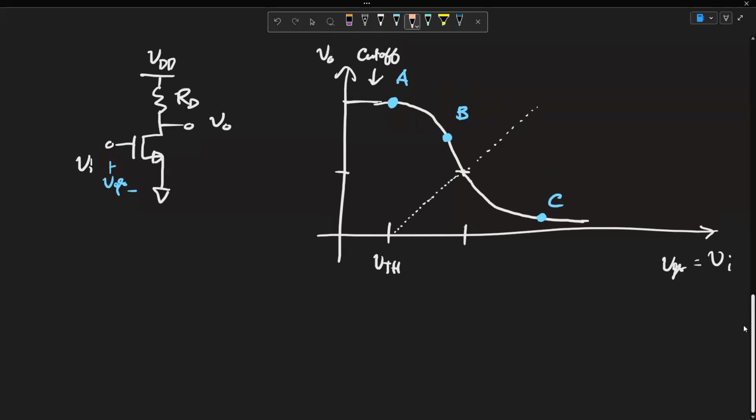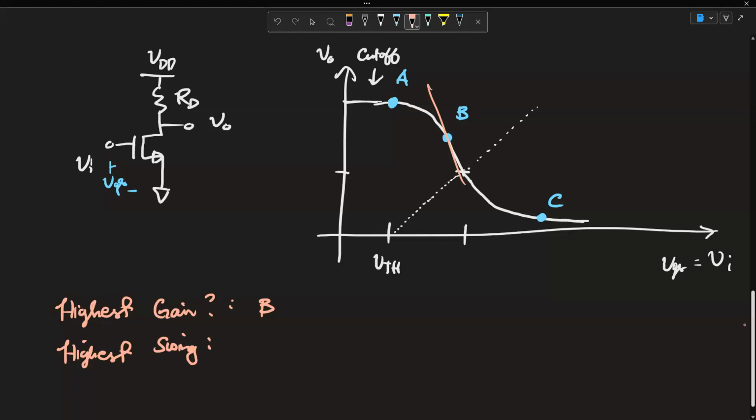So if we ask ourselves that, then of course, since gain is the slope of the transfer function, the highest gain would be at B, no? The highest swing would also be at B, no? Kasi our signal can travel from here to here, no? From B, right?